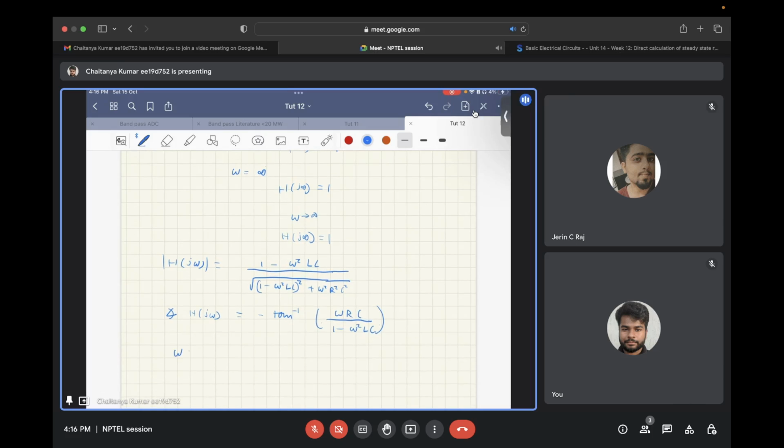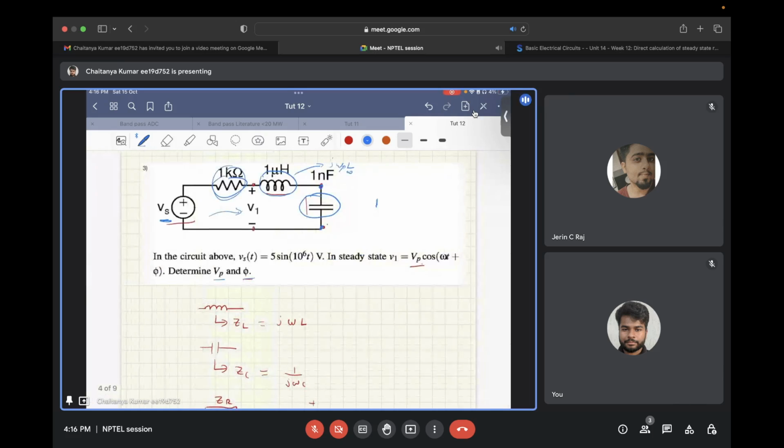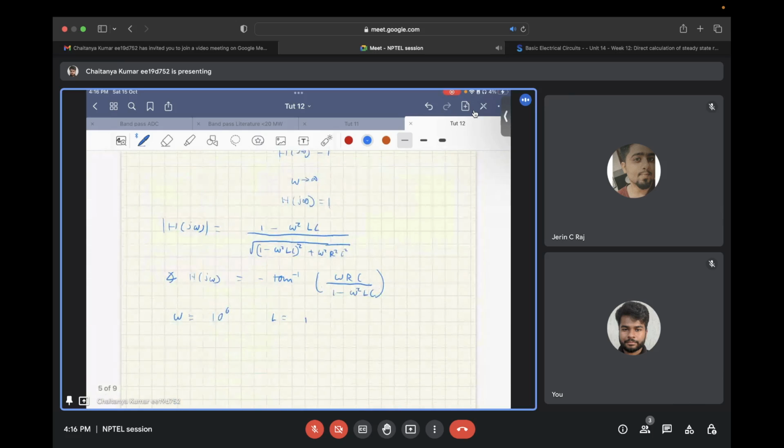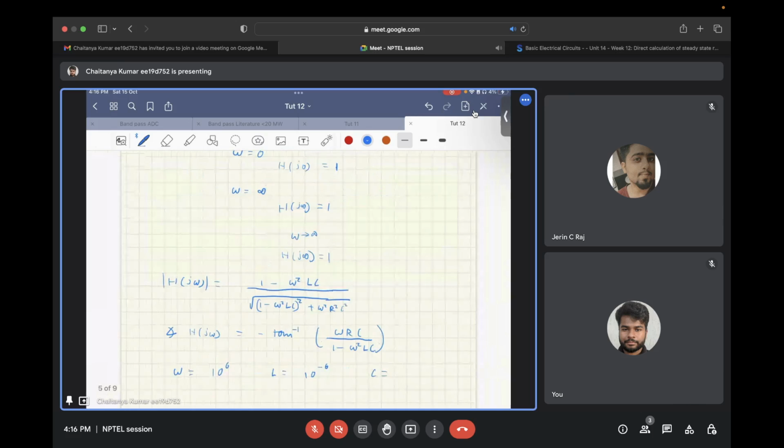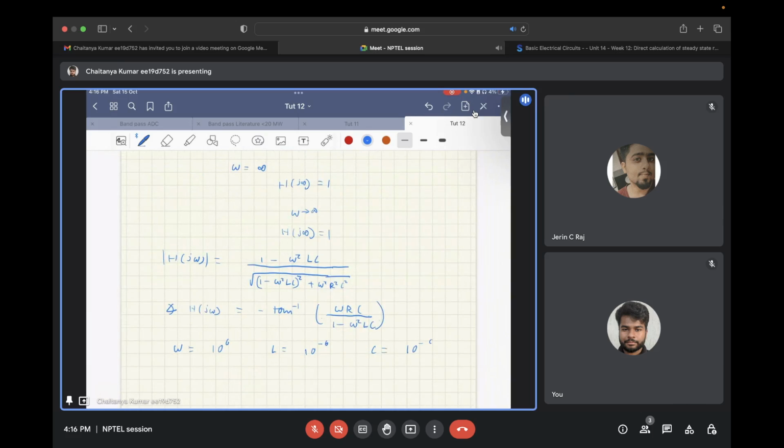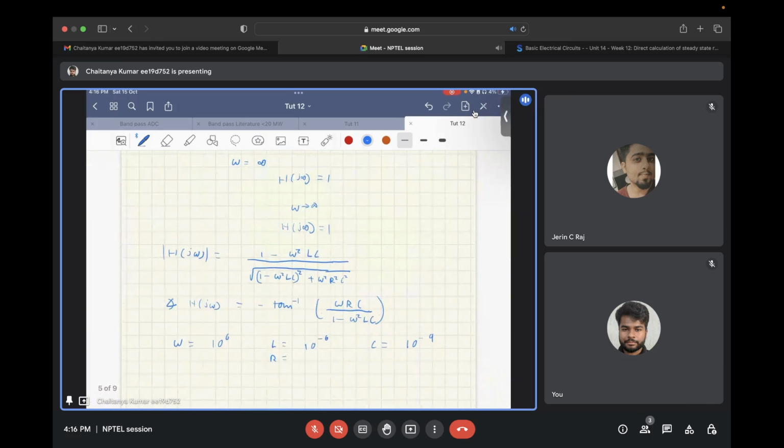Now let's see, the omega that is given in the question is 10 to the power 6. Inductance is given as 1 microhenry, that is 10 to the power minus 6. The capacitance is given as 1 nanofarad, that is 10 to the power minus 9. And the resistance is given as 1 kilo ohm, that is 10 to the power 3.